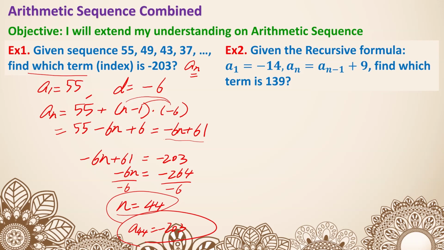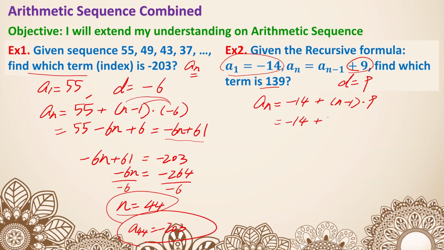Given the recursive formula, find which term is 139. Even though you're given the recursive formula, we're not going to use the recursive formula to get all the way to 139. So we're still going to need to write the explicit formula and just solve it like example 1. So a sub 1 is given, d is right here, which is 9. So let's find the explicit formula. A sub n equals first term negative 14 plus n minus 1 times the difference, which is 9.